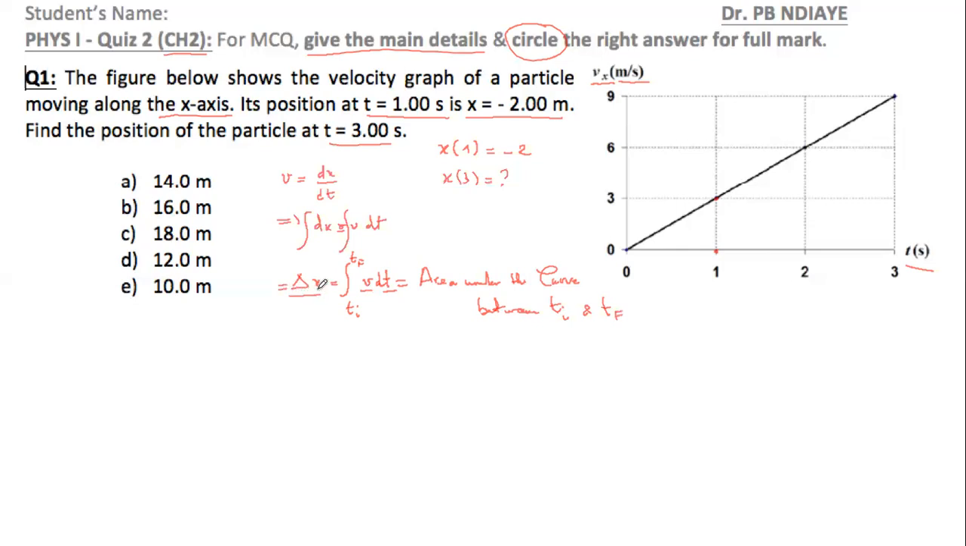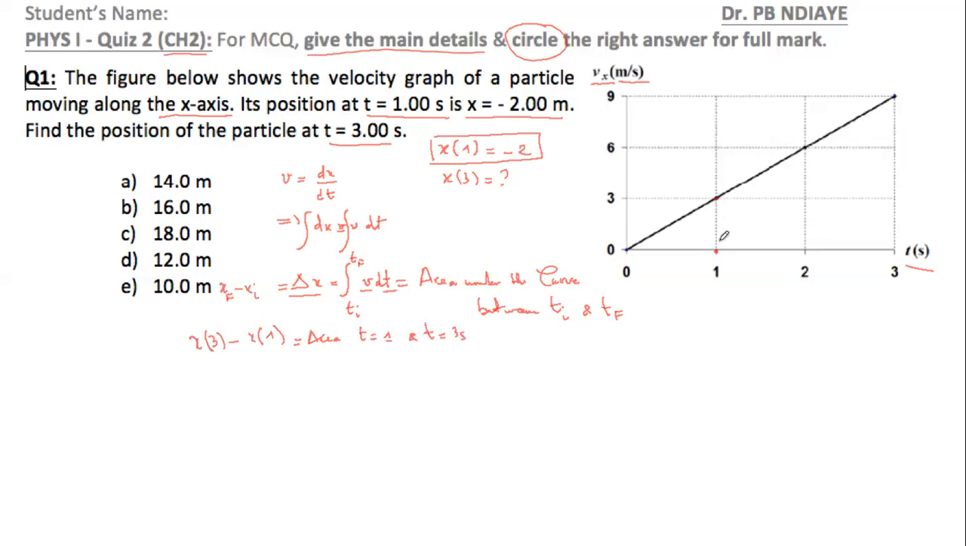Okay, remember, this does not give me the position. It gives me the displacement, meaning it gives me x final minus x initial. So here the position I gave you is the position at 1 second, which is -2 meters. So of course, I will take my x initial to be at 1 and my x final to be x3. So basically x3 minus x1 will give me the area between t equals 1 second and t equals 3 seconds.